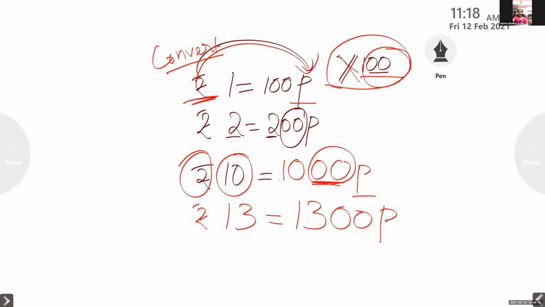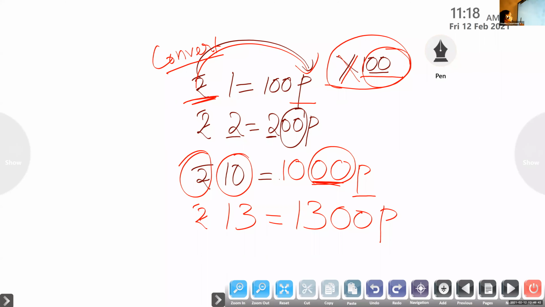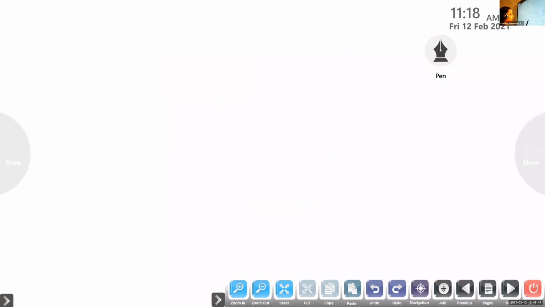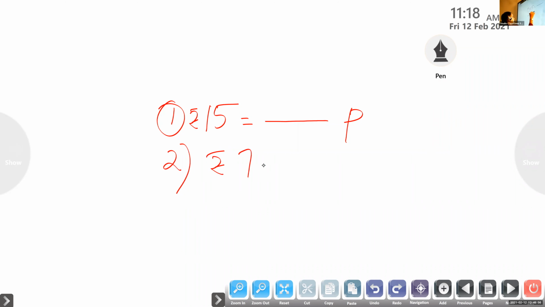Yes. So children, all of you please take out your rough book. I will give you 3 questions. Don't say the answer together. I will call one by one. Question number 1: 15 rupees, we have to convert into paise. Question number 2: Rupees 7 equal to dash paise.